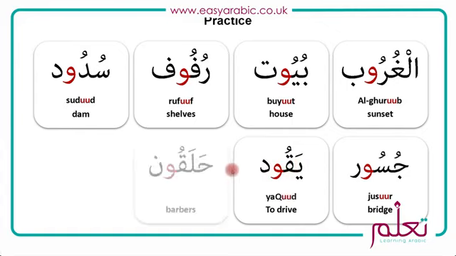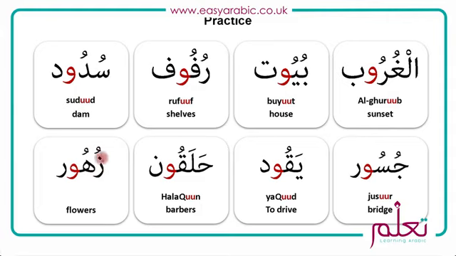Next one is ha with the fatha is ha, lam with the fatha is hala, qaf with the dhamma is halaqu, and then the wow, halaqun, which is barbers. And finally we have za with the dhamma is zu, ha with the dhamma is hu, zuhu, and then the wow, zuhur.